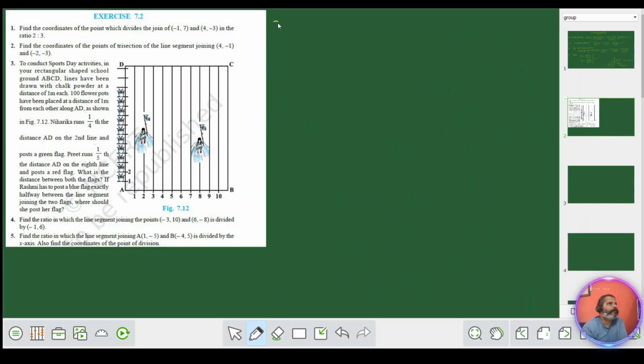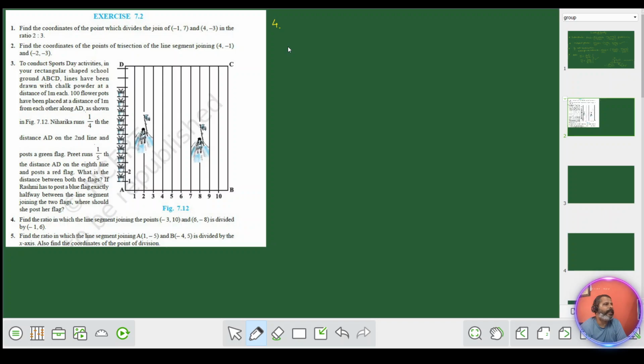Third one. To conduct sports day activities in your rectangular shaped school, ABCD lines have been drawn with the chalk powder at a point 1 by 4, 1 by 4. This looks like an application problem. We'll see this later. It's not that important. I'll give a solution to it later. Let's move on to the fourth one. We can solve that, that's not a problem. Separately, I'll take that as an application formula. Next, moving to the fourth.